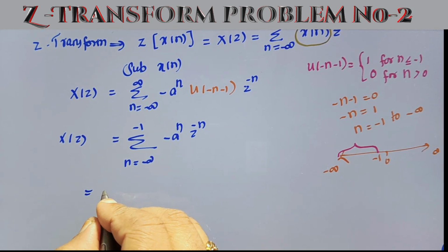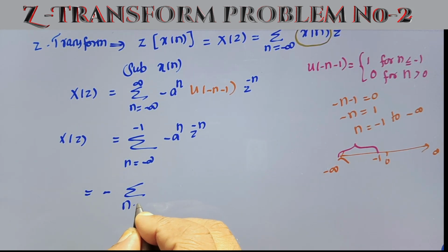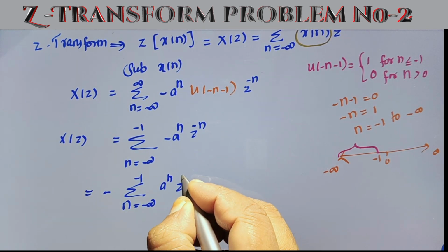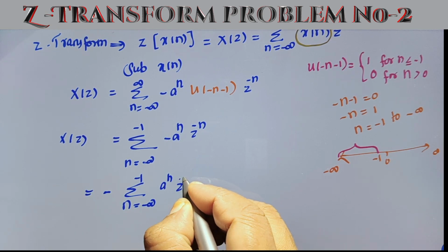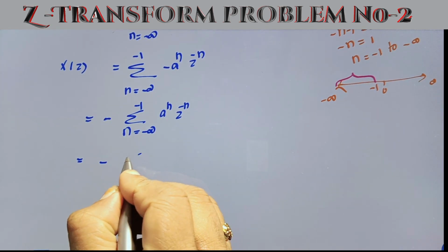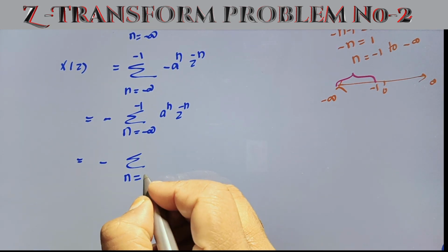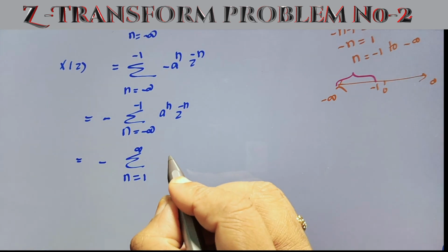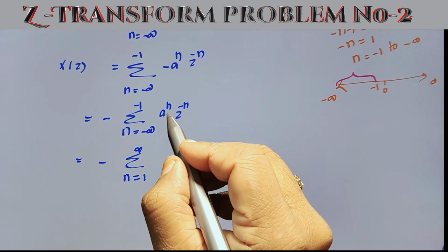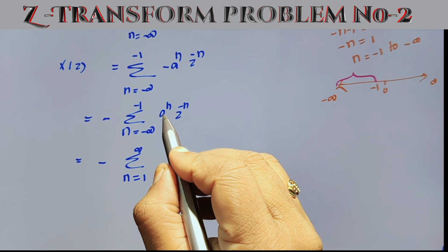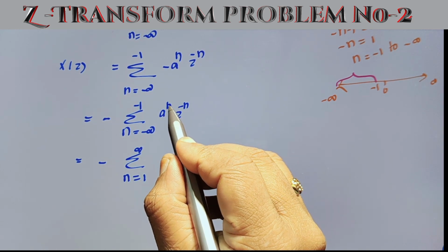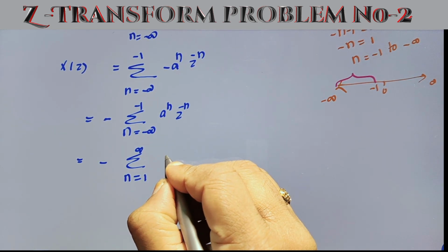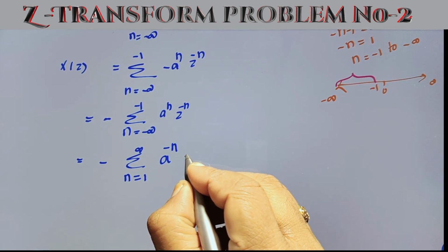Then next step, take minus outside: minus summation n equal to minus infinity to minus 1 a power n into z power minus n. Here next step, the limit changes to the positive manner. So the negative side changes to the positive side. Once the limit is interchanged to positive, the sign of the inner term also changes. So a power plus n can be replaced by minus n, and minus n can be replaced by plus n. Next step, a power minus n z power plus n.